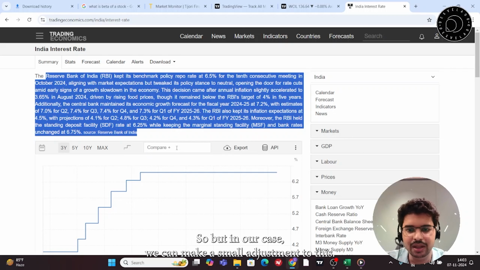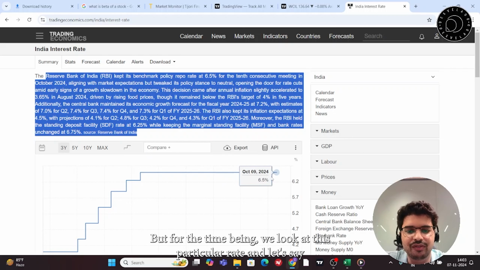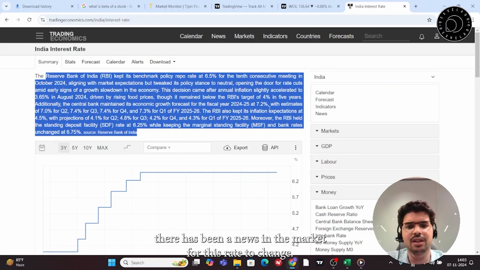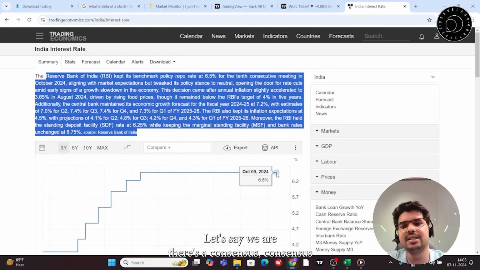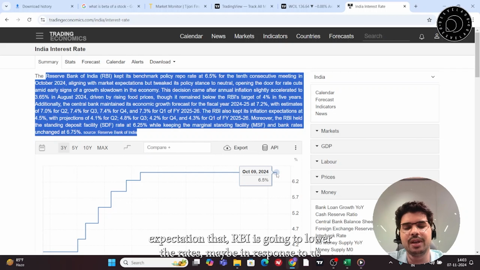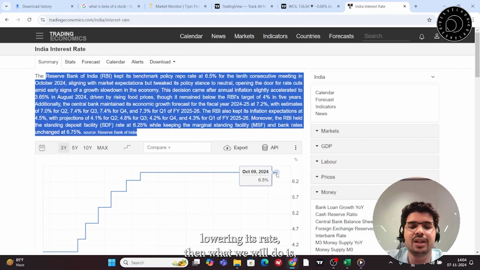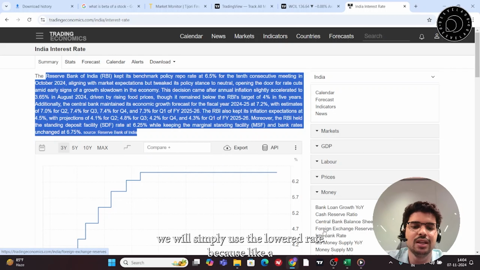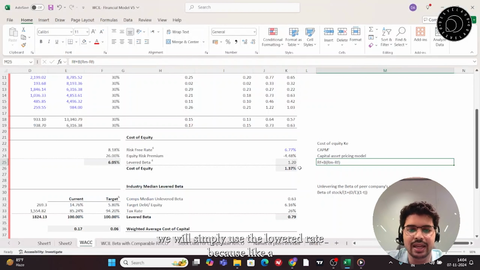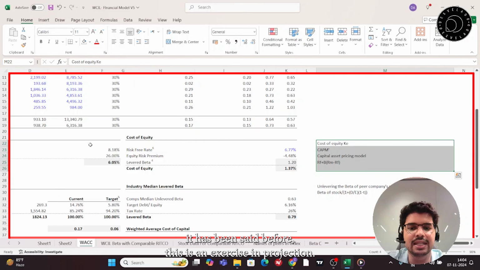So, but in our case, we can make a small adjustment to this, but for the time being, we look at this particular rate. And let's say there has been news in the market for this rate to change. There's a consensus expectation that RBI is going to lower the rates, maybe in response to USA lowering its rates. Then what we will do is we will simply use the lowered rate, because like it has been said before, this is an exercise in projection.